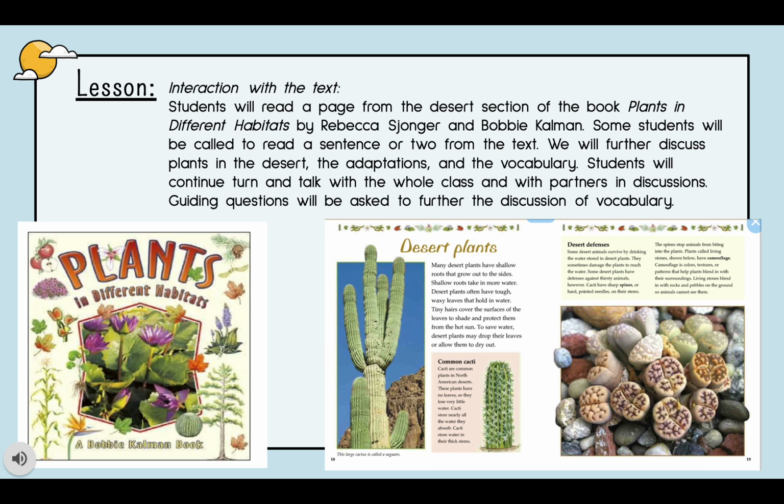Lesson: Interaction with the text. Students will read a page from the desert section of the book Plants in Different Habitats by Rebecca Stronger and Bobby Kalman. Some students will be called to read a sentence or 2 from the text. We will further discuss plants in the desert, the adaptations, and the vocabulary. Students will continue to turn and talk with the whole class and with partners in discussion. Guiding questions will be asked to further discussion of vocabulary during and after the reading.